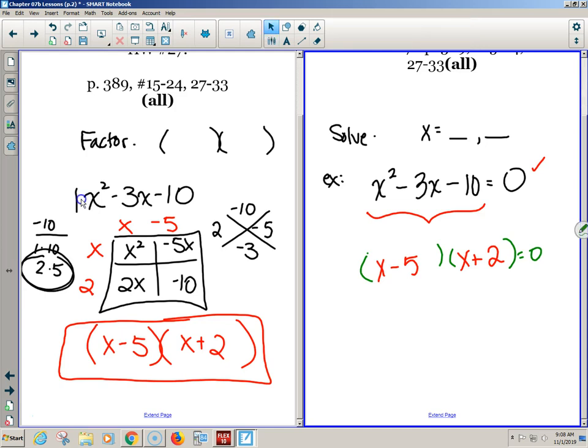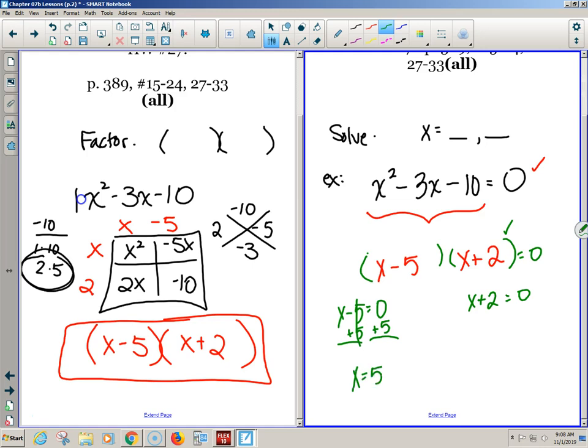So once I have my parentheses, then I can go ahead and say, well, x minus 5 is 0, and x plus 2 is 0. Now be careful, don't you have to actually solve so the 5 gets added to the other side? So positive 5 would be one answer, and negative 2 would be the other. Negative 2. There you go. We got my x equals numbers by factoring first.